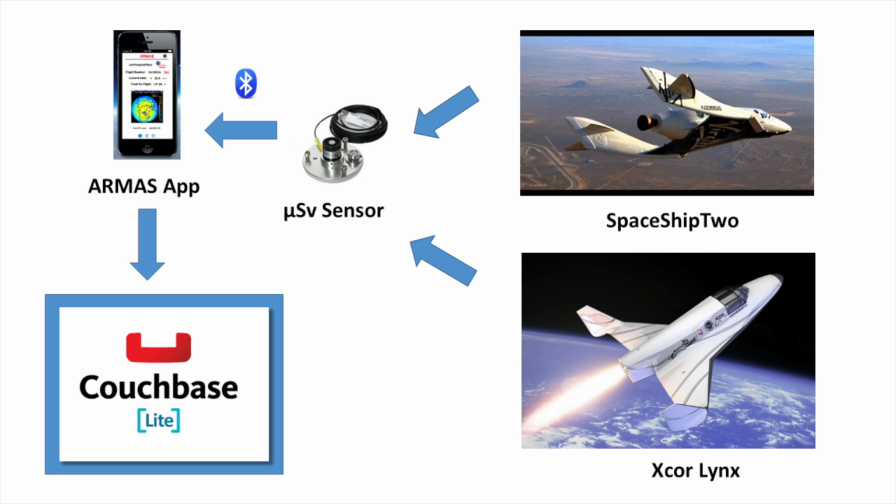On the right, we have Virgin Galactic SpaceShipTwo and the XCOR Lynx. Aboard these suborbital vehicles will be a radiation sensor that will capture the entire particle and photon environment, leading to personal exposure, including heavy ions, neutrons, protons, beta particles, gamma rays, and X-rays. This sensor will broadcast this data to Couchbase Lite running on mobile devices operated by the pilots and passengers. Let's take a quick look at how Couchbase is heading to space.